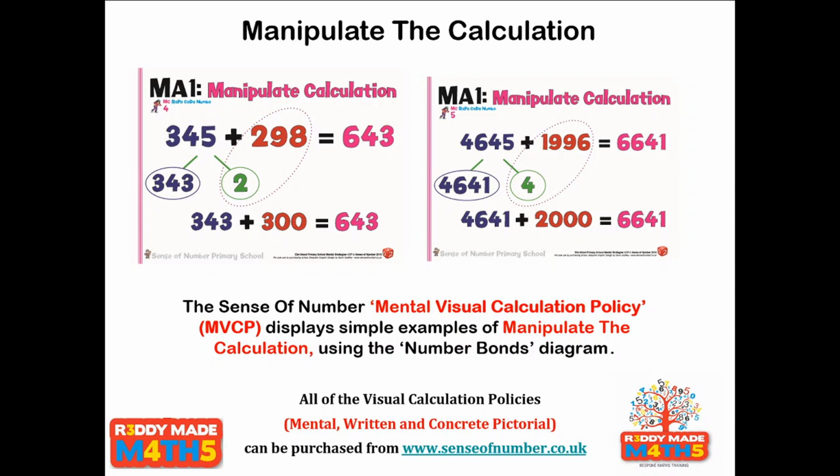4,645 add 1,996, again, we just pass those 4 over. We end up with 4,641 add 2,000. Brilliant strategy and can be used for almost any calculation.